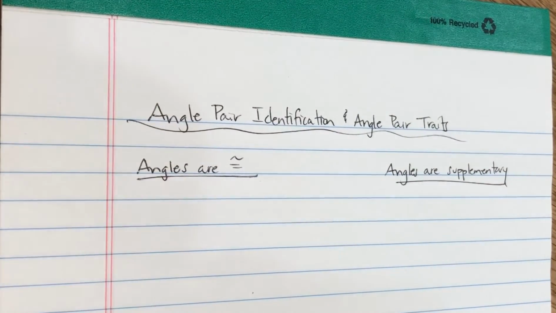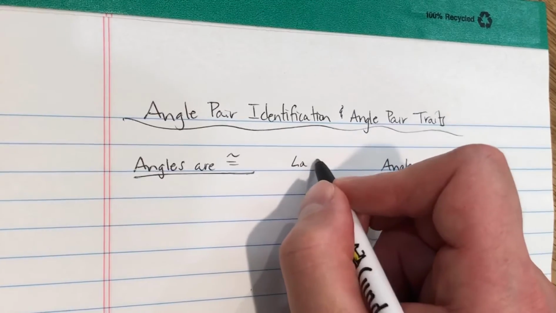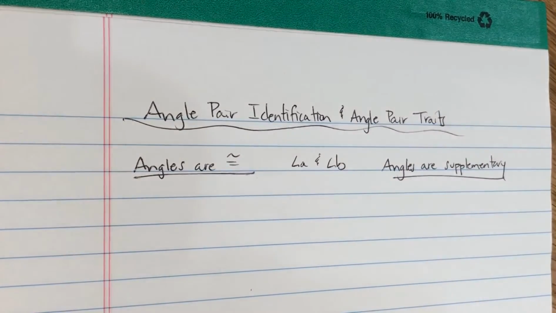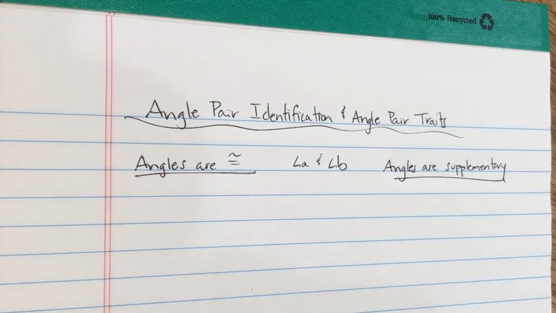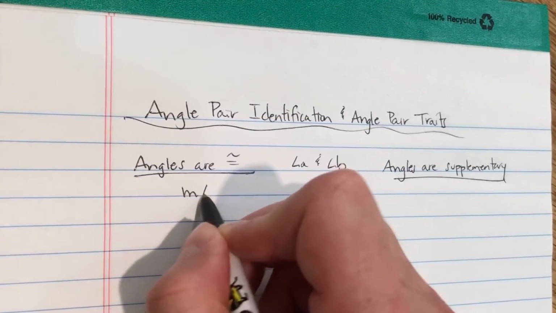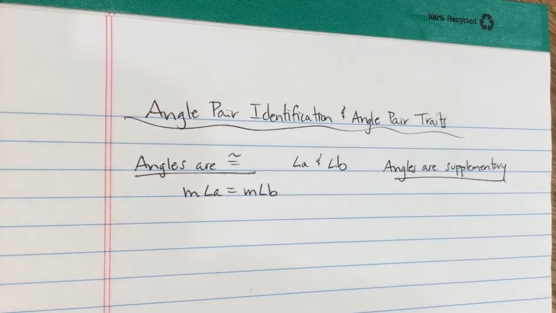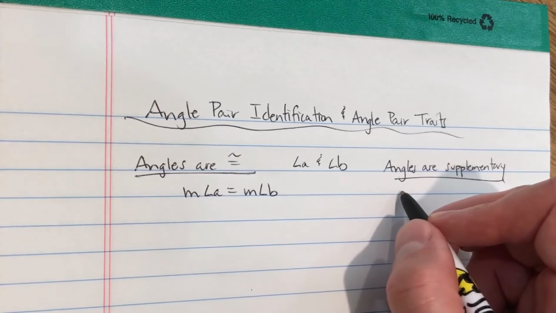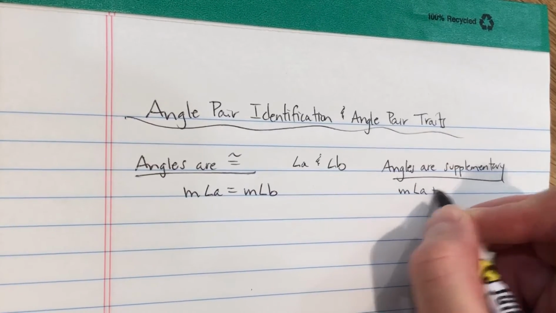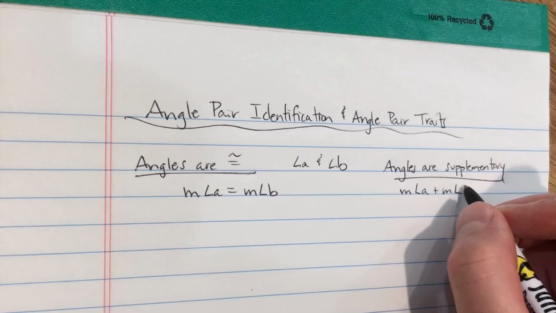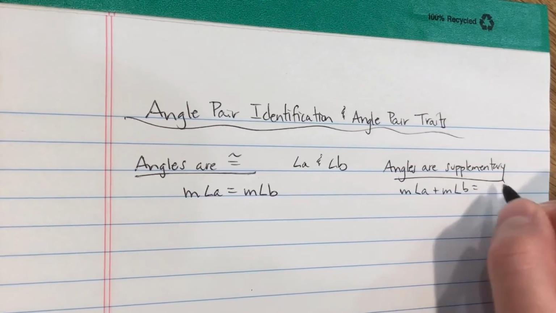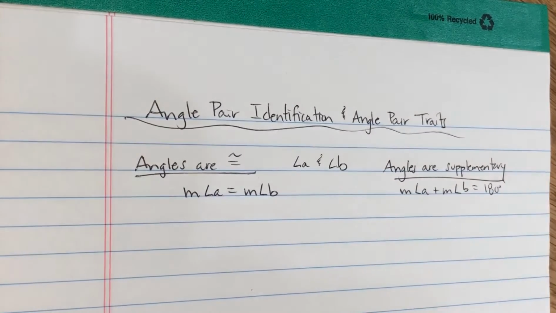Generically, if we're talking about angle A and angle B, just a way to denote two different angles, we're either going to have the general relationship that the measure of angle A equals the measure of angle B, if we're creating an equation to analyze the angle pair, or if the angles are supplementary, their measurements have to add up to 180 degrees. So we'd say the measure of angle A plus the measure of angle B equals 180 degrees.